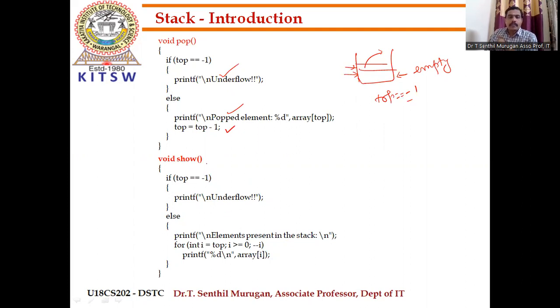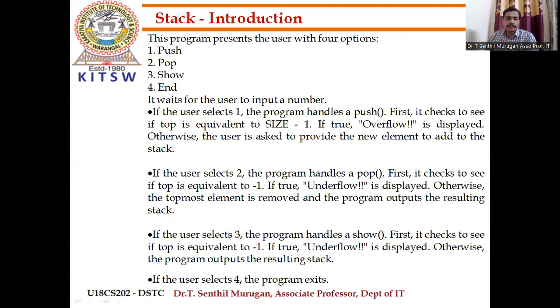Now show means display the result of the stack. So we have to check top equal to minus 1, which means underflow. If it is not underflow, some elements are there. Okay, so then we can print the elements from top to the 0th element. The top pointer is pointing to the top location, and one by one it will print up to the 0th location of the given array. So this is the display function.